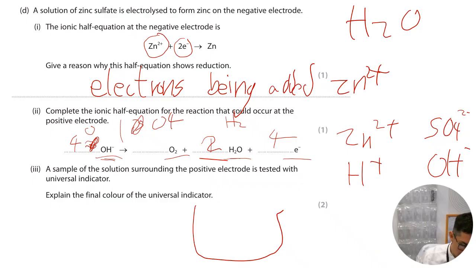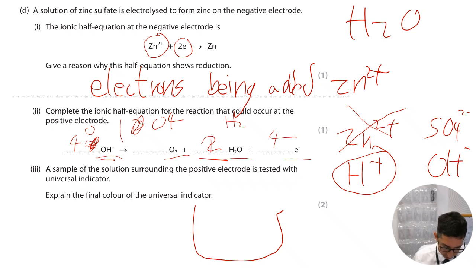We are told that zinc is being reduced. So therefore, if zinc is being reduced, the hydrogen is staying in solution. So the zinc is being removed, which means the hydrogen is staying in solution. The hydroxide ions are being removed. We just showed that at the positive electrode. So therefore, what's left? Well, hydrogen ions.